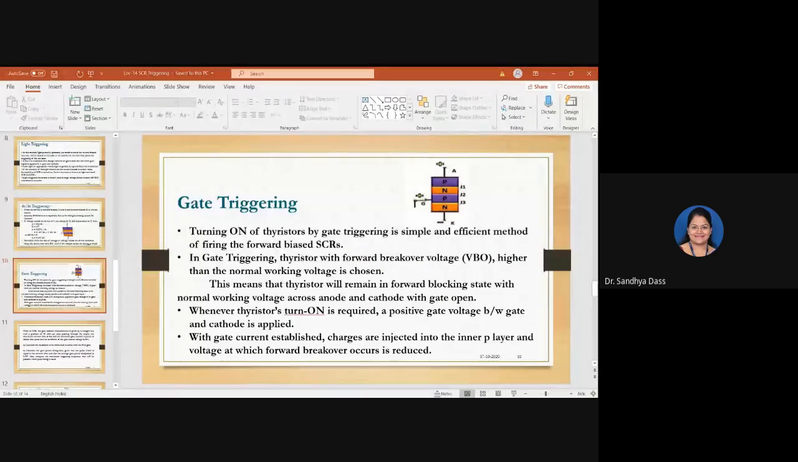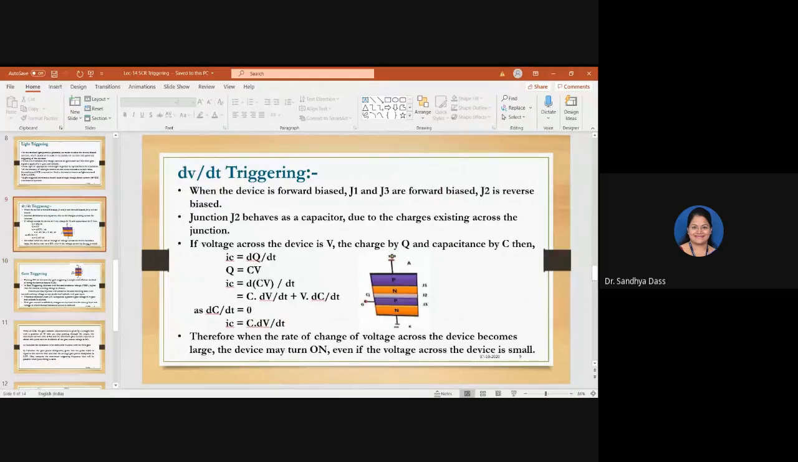All right, let me see who is attending here. Hello, ma'am. Yes, somebody speaking. Yes, ma'am, I had a question in the last slide, dV by dt triggering. Who is this? I am not able to make out. Sagar, ma'am. Sagar, please tell me. Ma'am, can you go to the previous slide? Sure.